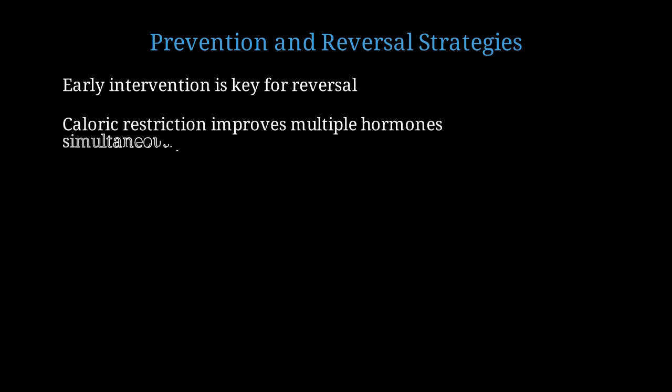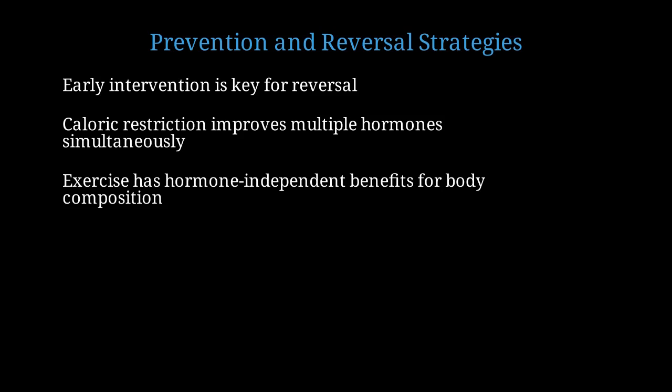Caloric restriction and weight loss improve multiple hormone systems simultaneously: increases insulin sensitivity, reduces cortisol, improves leptin sensitivity, and may increase growth hormone pulsatility. Exercise has powerful effects independent of weight loss. Resistance training increases muscle mass and insulin sensitivity. High-intensity interval training improves growth hormone secretion, and regular activity reduces cortisol.